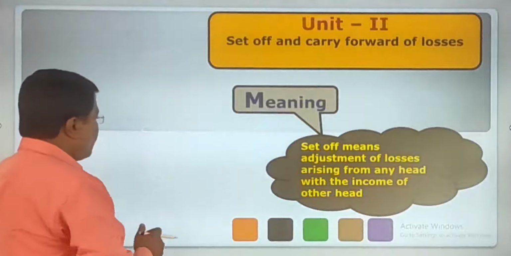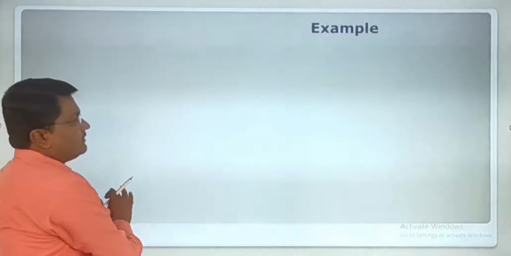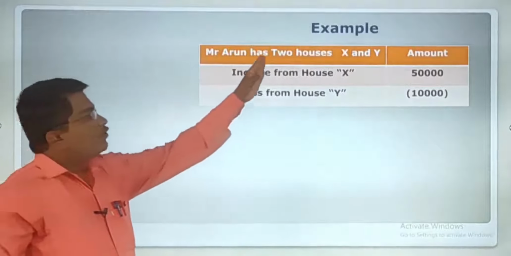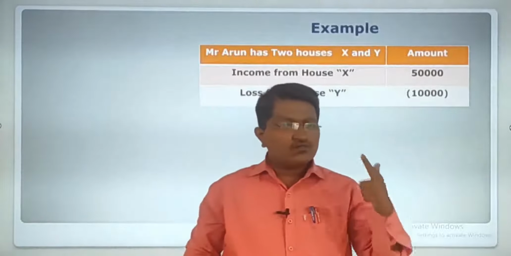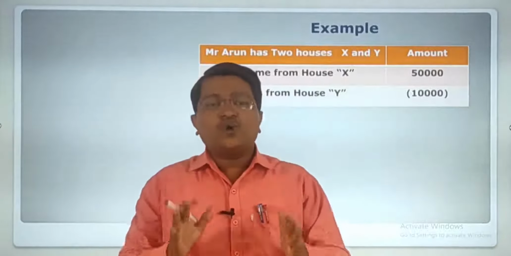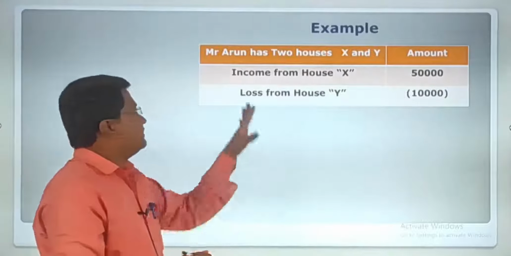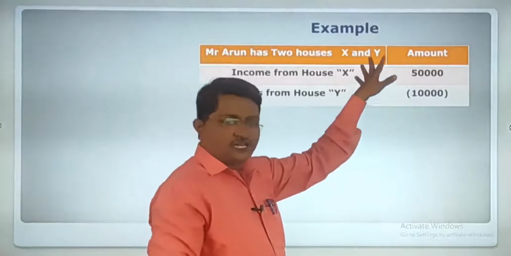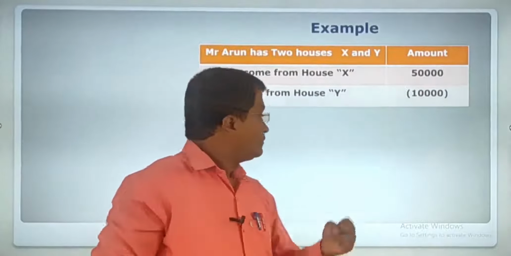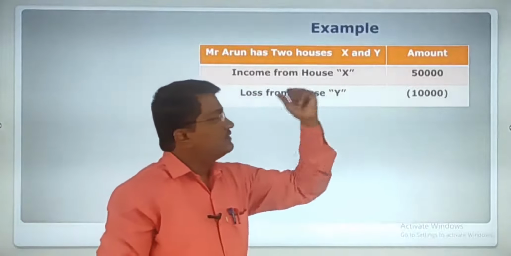So let's move to an example of set off. Here I will take an example of the same head. Mr. Arun has two houses. House 1 is X and house 2 is Y. Right? He has two houses, X and Y, where income from the first house, that is X, he earned rupees 50,000, but on the other hand, loss from house Y is 10,000.